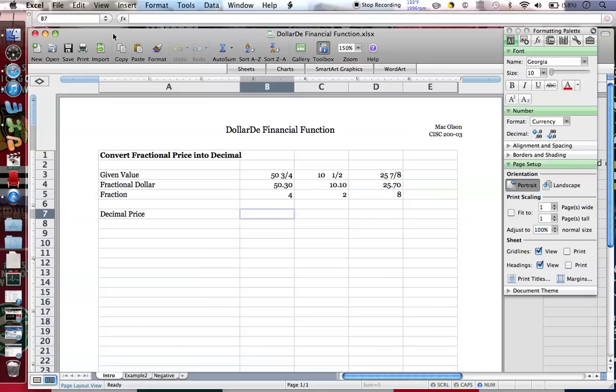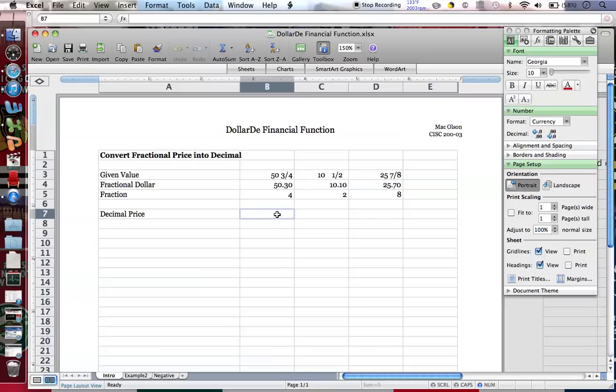All right, so the DOLLARDE function allows us to convert a given fraction to a final decimal price. And this function is in relation to the DOLLARFR function, which allows us to convert a decimal to a final fractional value. So let's just see what we have here to get started.